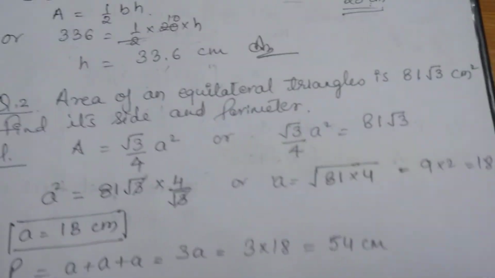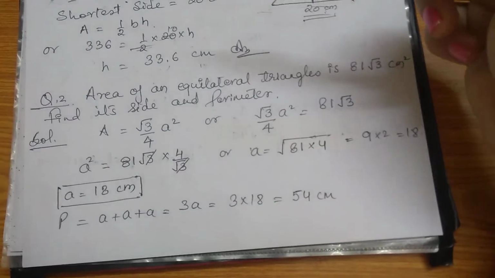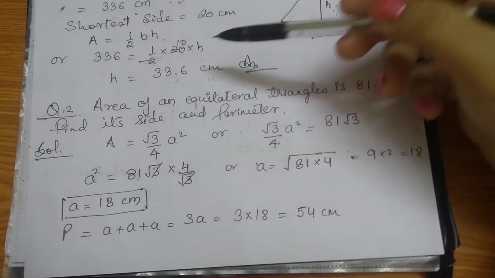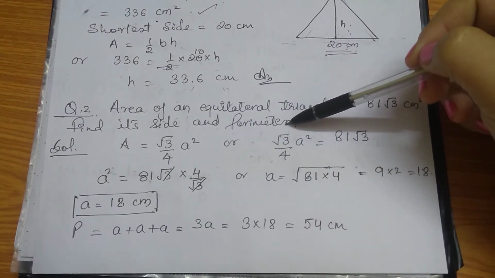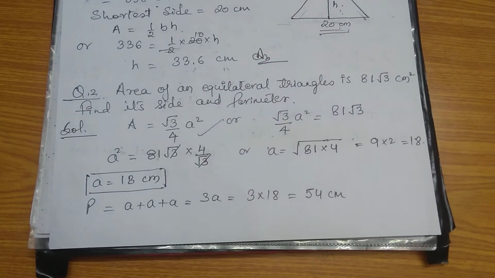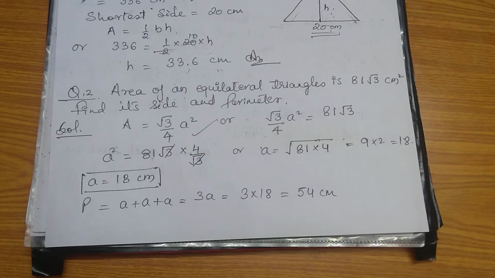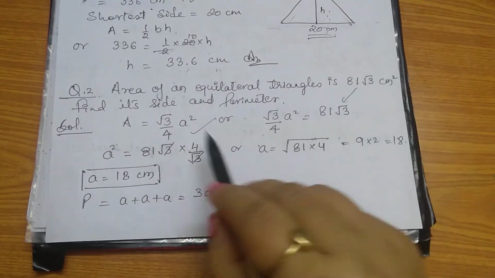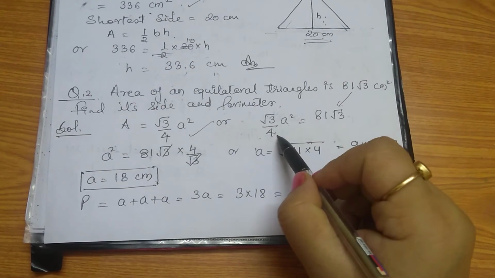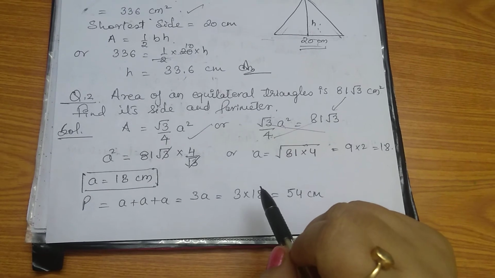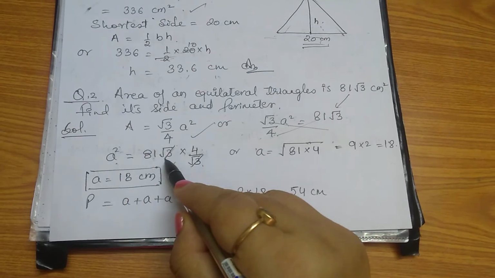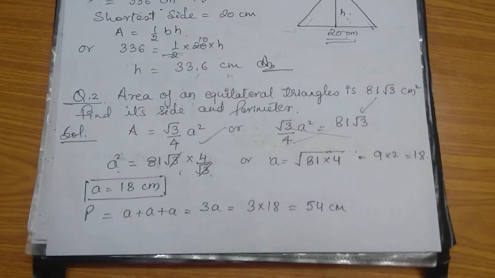One more short question, based on the equilateral triangle. The area of the equilateral triangle is given as 81 root 3 centimeter square, and you have to find the side and the perimeter of the triangle. So directly I'm going to use the formula for the equilateral triangle, the reduced form of Heron's formula, and only substitution. Area is root 3 upon 4 a square. I will cross multiply the root 3 and 4 to the other side, leaving a square here. So 81 root 3 multiplied by 4 upon root 3, which will cancel the root 3. You need not worry about this, right?